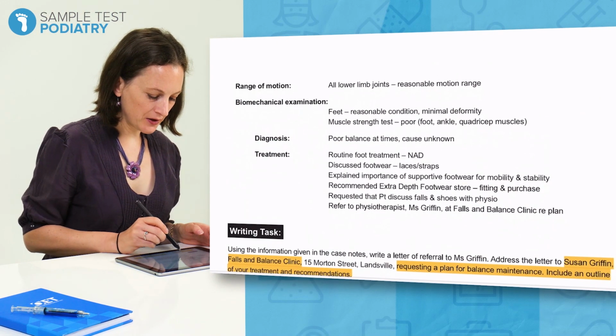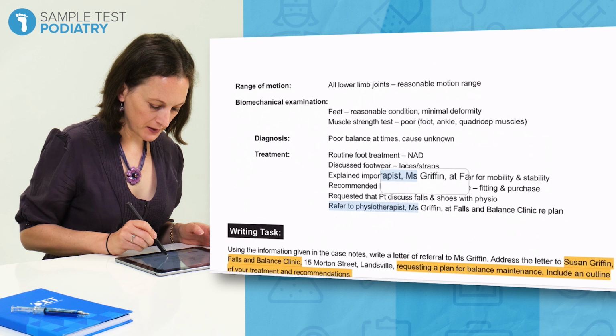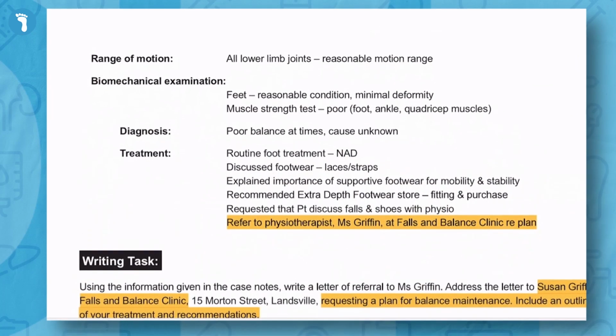So another good place to check for any detail about this is the last information in the case notes. From here, I learn that we are referring to the physiotherapist for a plan, but also that it's requested that the patient discuss their falls and shoes with the physio. With this in mind, and remembering the specific reason for writing this letter, to request a plan for balance management for Mrs. Moss, I can start reading through the case notes line by line, deciding whether each one is relevant to the reader or not.